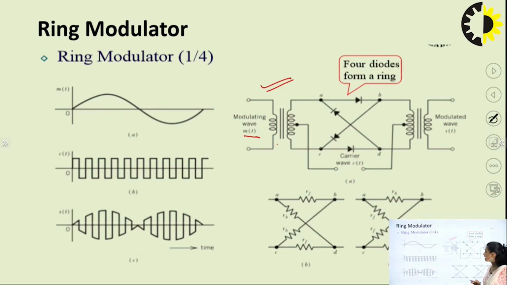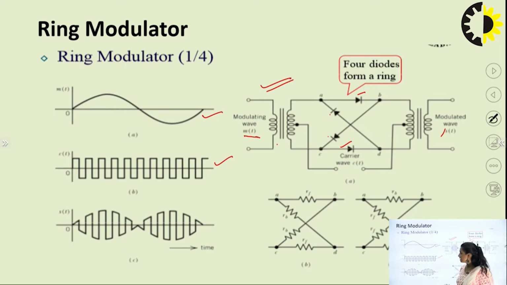Here how will it act? For the positive half cycle, these two diodes may be acting as forward bias, but for the negative half cycle of the input applied, these two diodes might act as forward bias. So in both the cases, we get some resultant voltage induced at this point, and that can be taken as output from here, right? This is my message waveform.